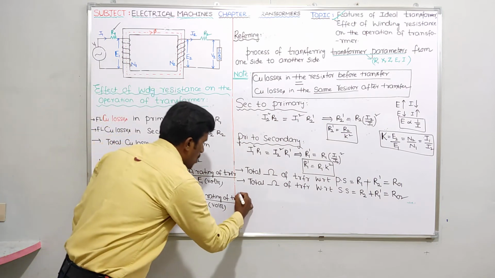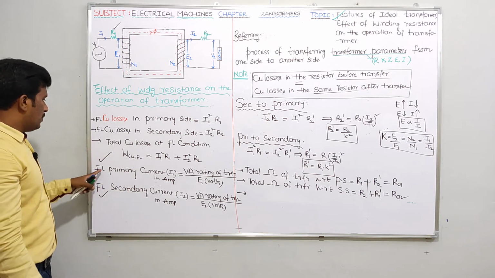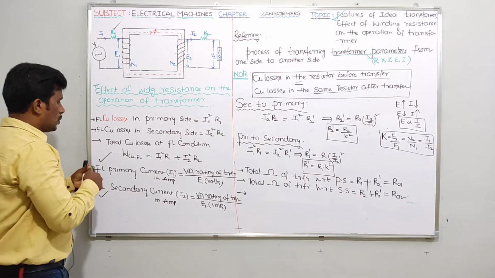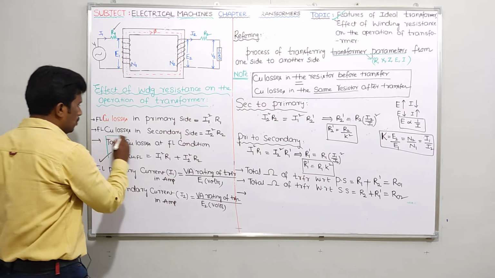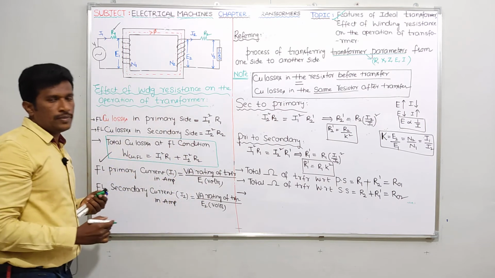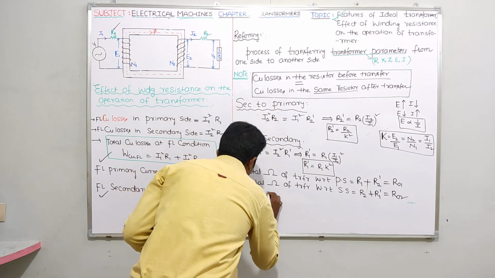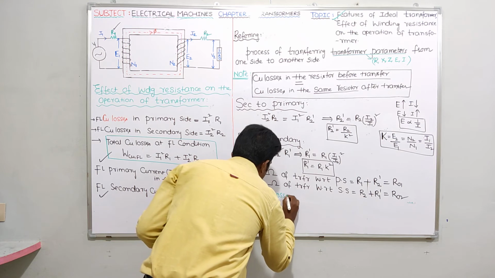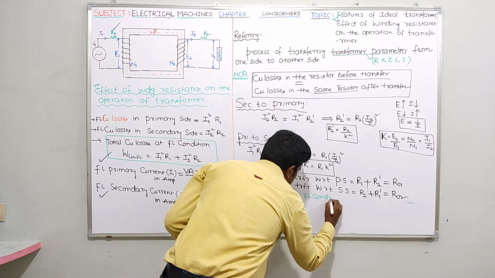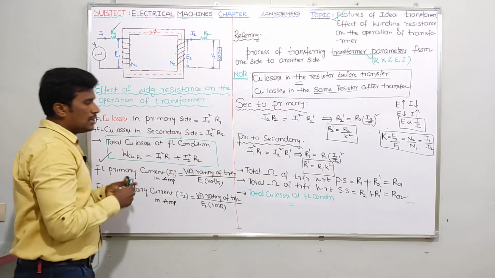Okay guys, now you please tell me, before referring, if I ask you to write the total copper losses at full load, you said what is the formula? You told I1 square R1 plus I2 square R2. Now I am asking the total copper losses at full load condition is equal to how much? Tell me what formula you wrote previously. Let me copy it as it is.